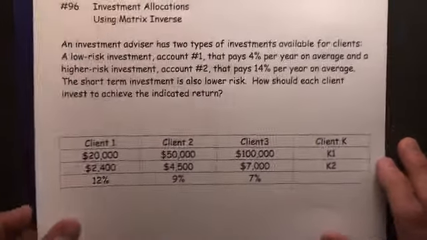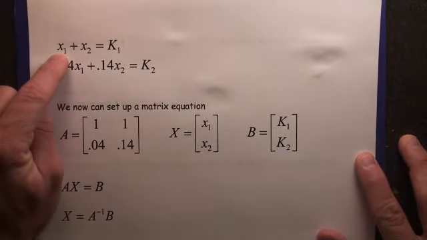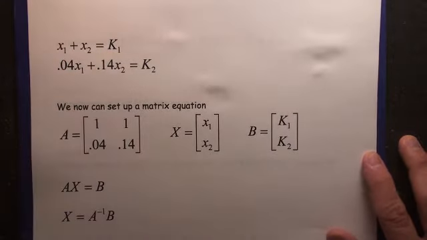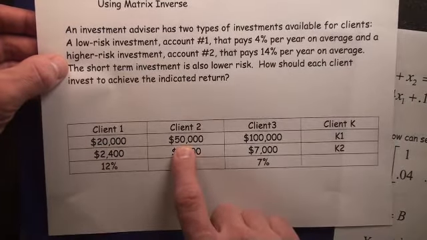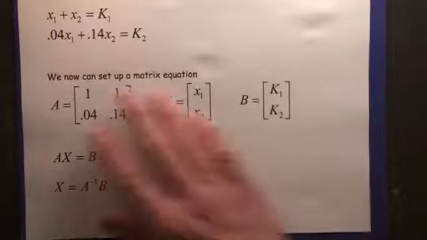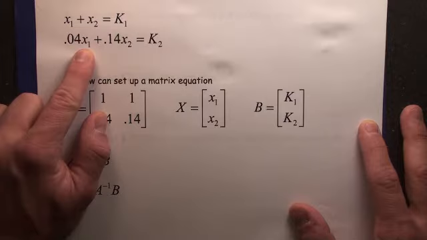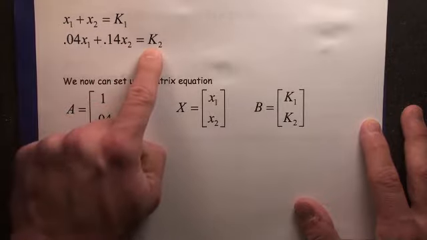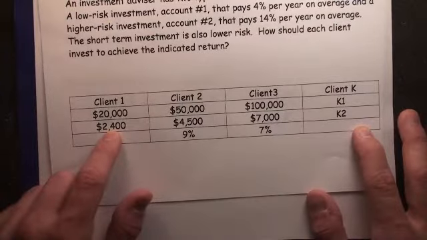Now, what we're going to do is set up a system of equations. The amount of money thrown into account number 1 plus the amount of money thrown into account number 2, we're going to call that K1. In this case, K1 would have been 20,000. In this case, K1 would have been 50,000. All right. 4% of the investment into account number 1 plus 14% of the amount of money put into account number 2 will equal the interest earned on that account. So 2,400 would have been K2.